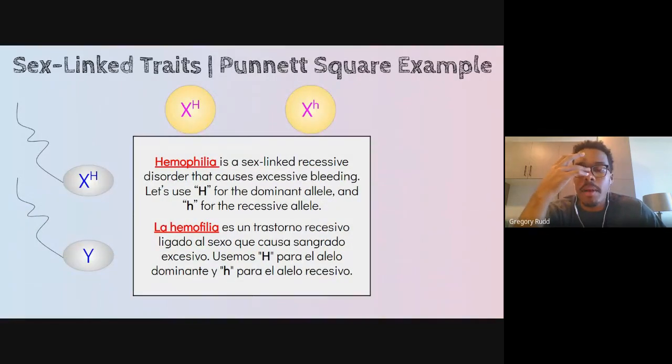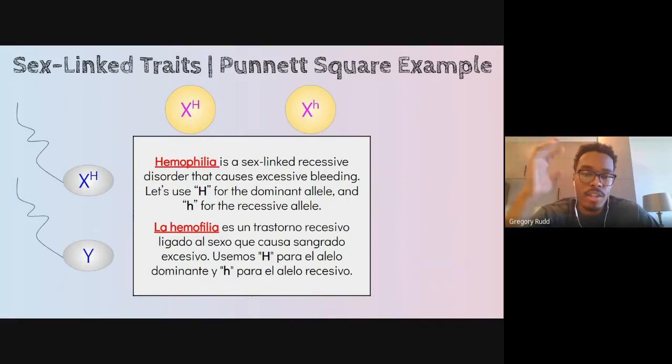All right, so let's get some Punnett square practice going. So we're going to focus on this sex-linked disorder called hemophilia. It's a sex-linked recessive disorder that causes excessive bleeding. So people who have hemophilia are what we call hemophiliac, and this means that they bleed very easily, they bruise very easily. Small cuts can bleed profusely. Even a nosebleed can bleed for an abnormally long period of time.